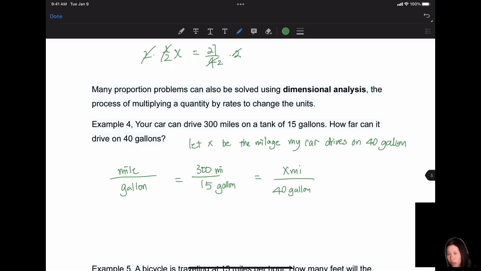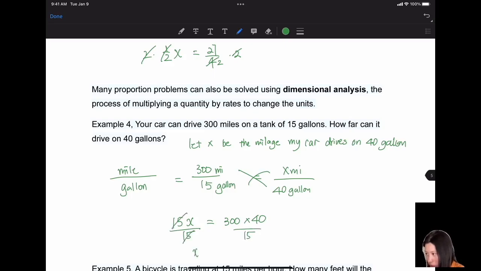Okay, so now let's solve it. Again, cross multiply. I have 15 times x equals 300 times 40. And then I divide by 15 on both sides. So x is equal to 800 miles. So that's how you set up the proportion problem.